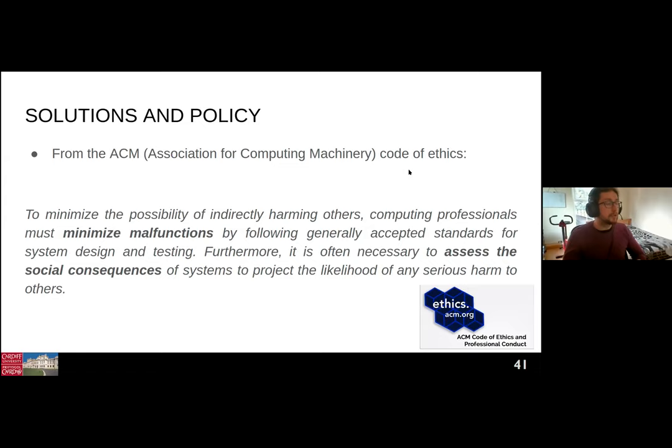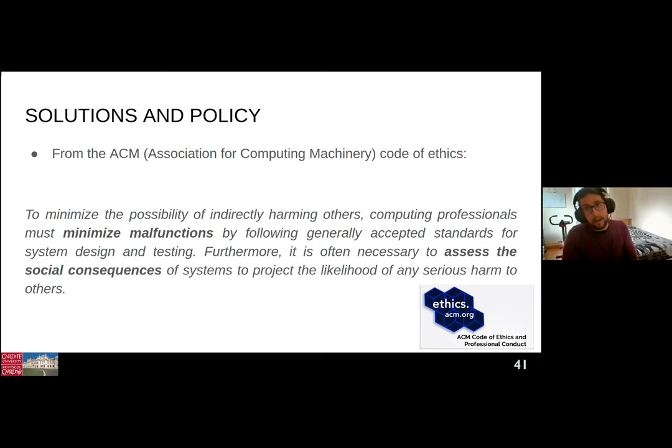So how has the research community in computer science and AI addressed this? The ACM, which is the best known body in engineering, has a code of ethics which goes back further than the advent of deep learning and data-driven artificial intelligence. But this code of ethics applies very well to the current situation.